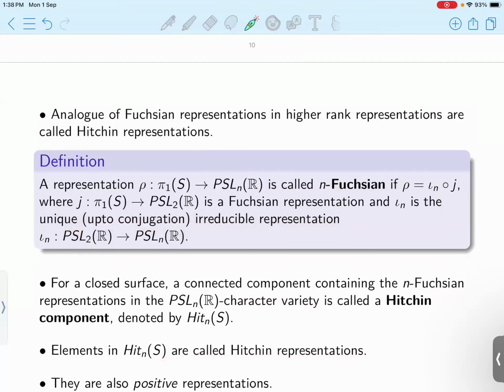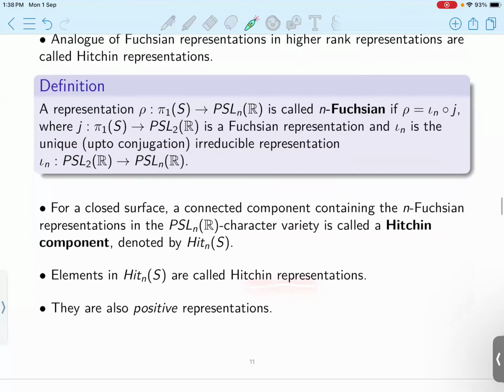Elements in this Hitchin component are known as Hitchin representations. Note that these Hitchin representations are all discrete and faithful representations, and they are also positive representations in the sense of Fock and Goncharov. Well, what are positive representations? I'll come back to it in a few more slides.